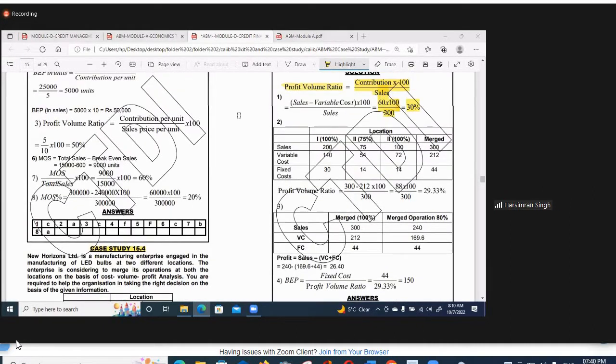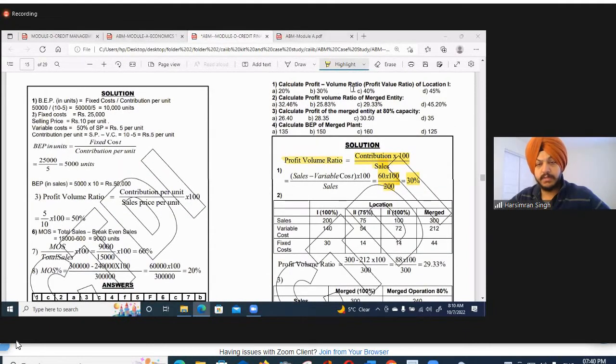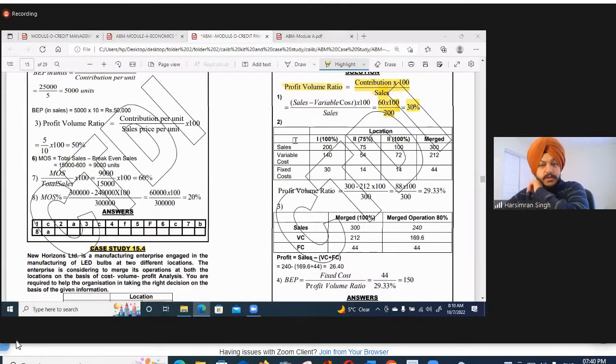Come to question number 2. Calculate the PV ratio of merged entity. Now, how will you merge the entity? Look here. So this is given in the question for unit number 1. Sale is 200, variable cost is 140, and fixed cost is 30.